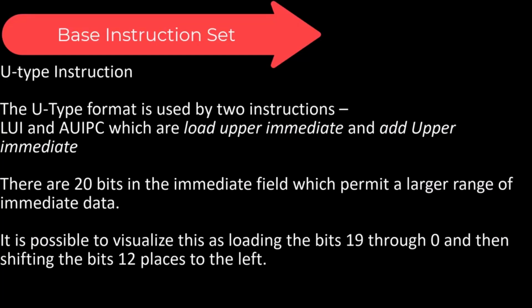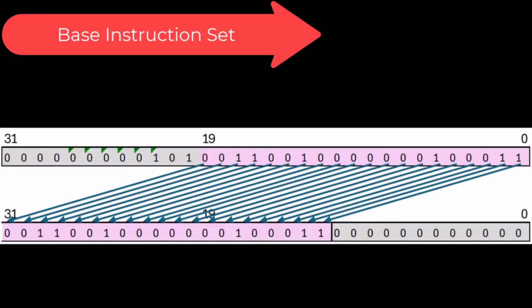U-type instruction. The U-type format is used by 2 instructions, LUI and AUIPC. There are 20 bits in the immediate field which permit a larger range of immediate data. These 20 bits represent immediate bits 31 through 12 with bits 11 through 0 having the value of 0. It is possible to visualize this as loading bits 19 through 0 and then shifting the bits 12 places to the left, which helps works out the immediate bit settings.